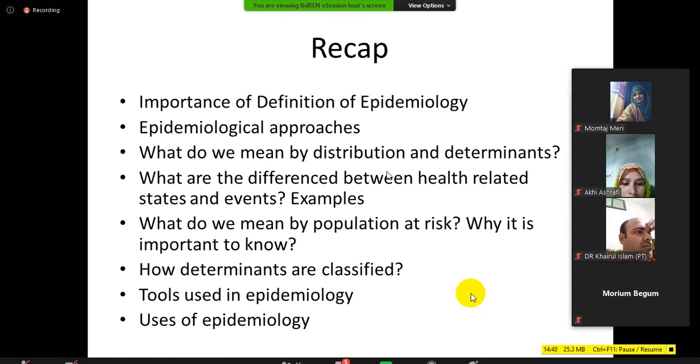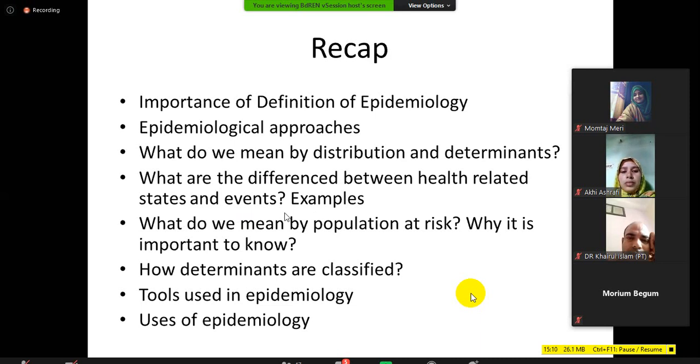So these are the information. When you capture, then you can go for analysis, and after analysis, you will have some conclusion, and that conclusion will guide you to solve the problem.